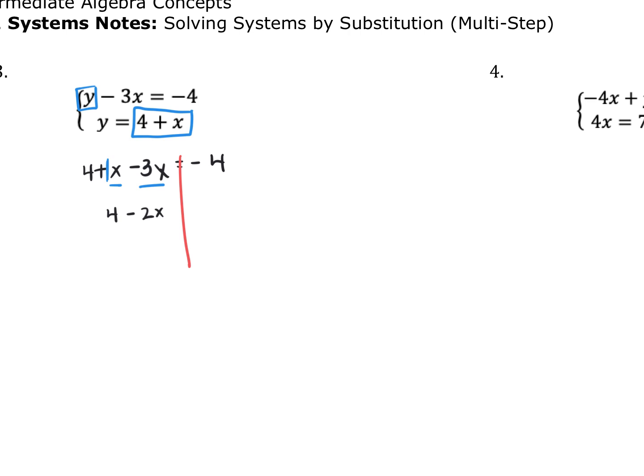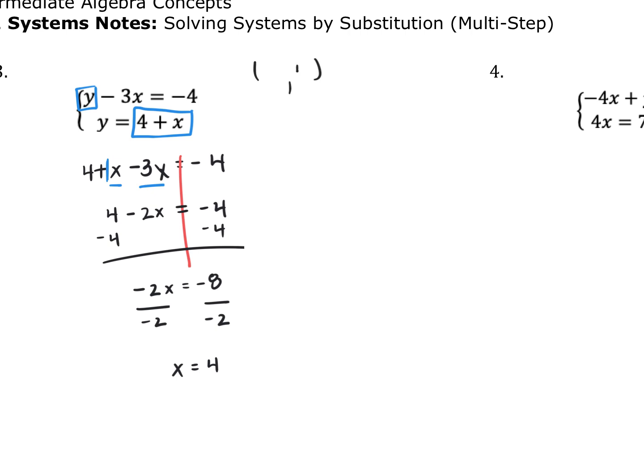And I'm going to use that negative like a subtraction symbol. Equals negative 4. Okay, now I want to get rid of that 4, so I'm going to subtract 4 from both sides. I get negative 2x equals negative 8. And now I'm going to divide by negative 2, divide by negative 2, and I get x equals 4. Okay, so we have our x. I'm going to put that up here. Oops, I put that in the wrong spot. My x is a 4.